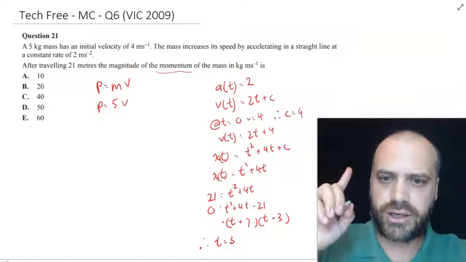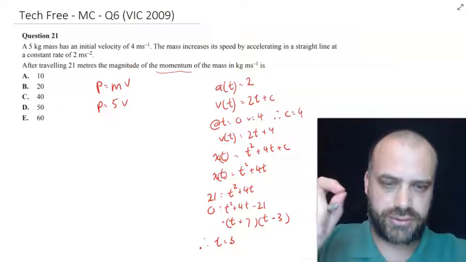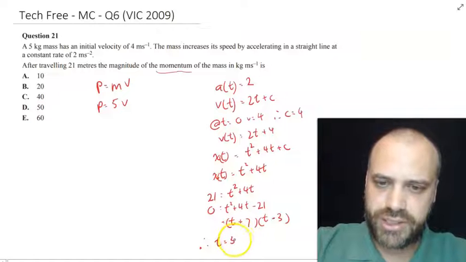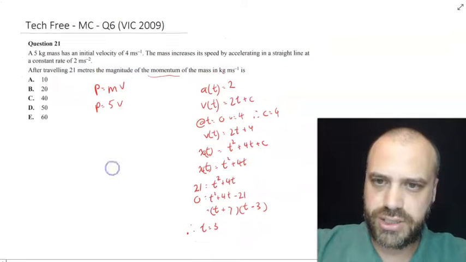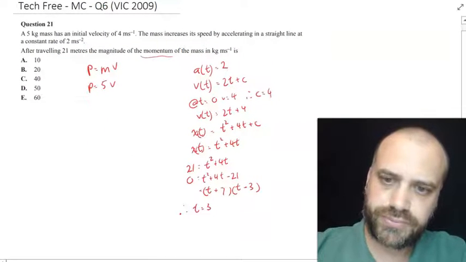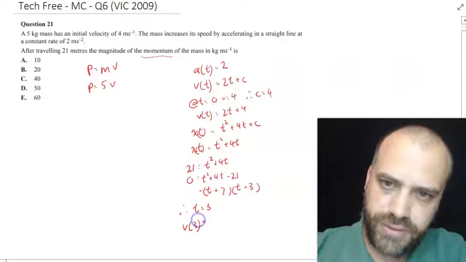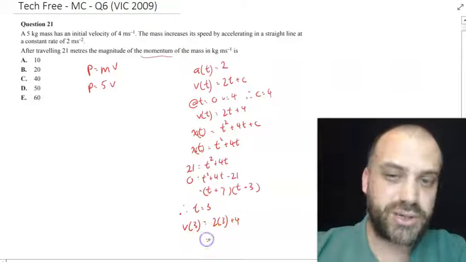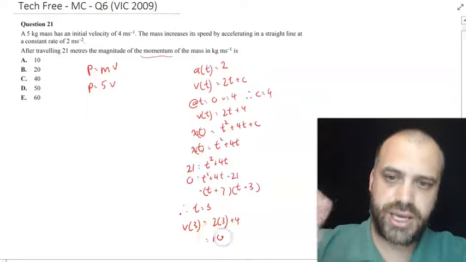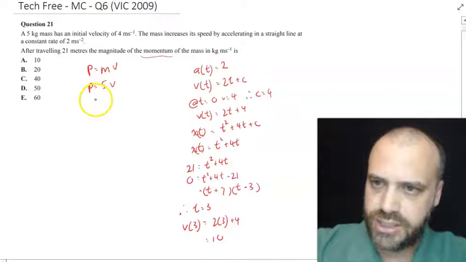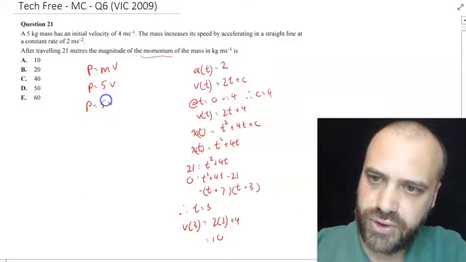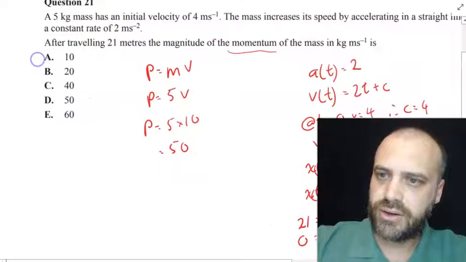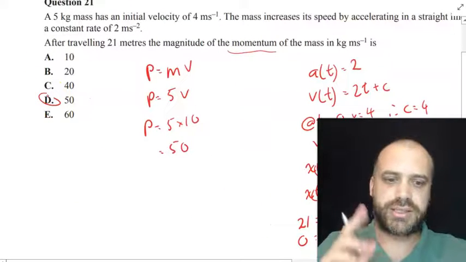All right, I think I'm nearly there. I know that the time is equal to 3. If I sub t equals 3 into my velocity function, v(3), I get 2 times 3 plus 4, which is equal to 6 plus 4, which is 10. If I sub 10 into here, p equals 5 times 10, I get 50. All right, and my answer there is D.